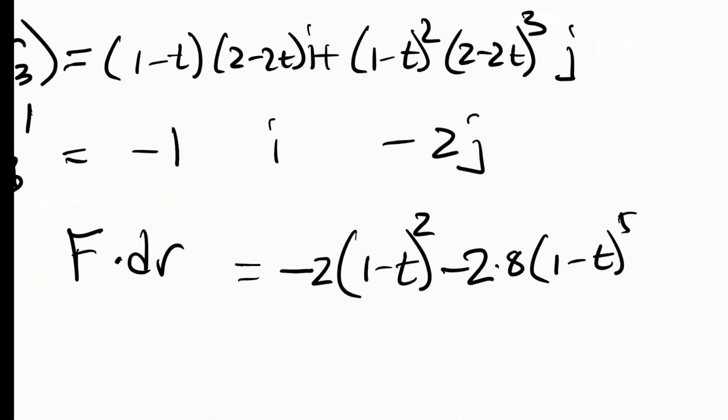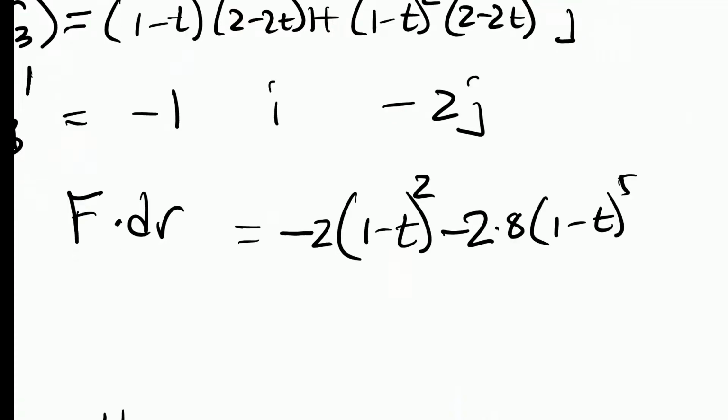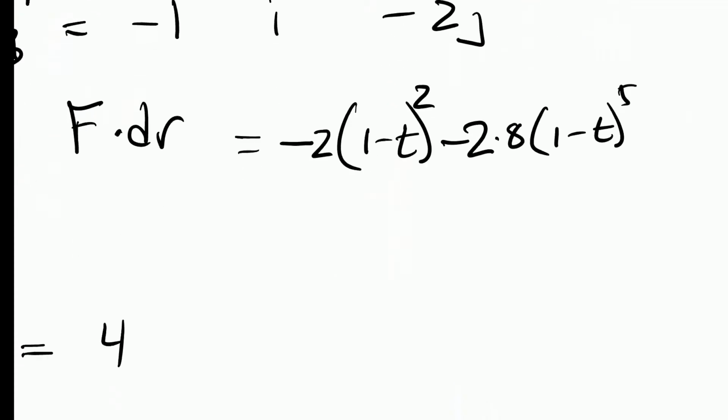Okay, so where did I get all that stuff? Well, if you notice, this here is 2 times 1 minus t. So all of this is 2 times 1 minus t squared. So 1 times this gives me negative 2 times 1 minus t squared. This is 2 times 1 minus t quantity cubed, so there's my 2 cubed. And I took the 1 minus t cubed and I combined it to make 1 minus t to the 5th. So there's my F dot dr. Let me clean it up a little bit more.